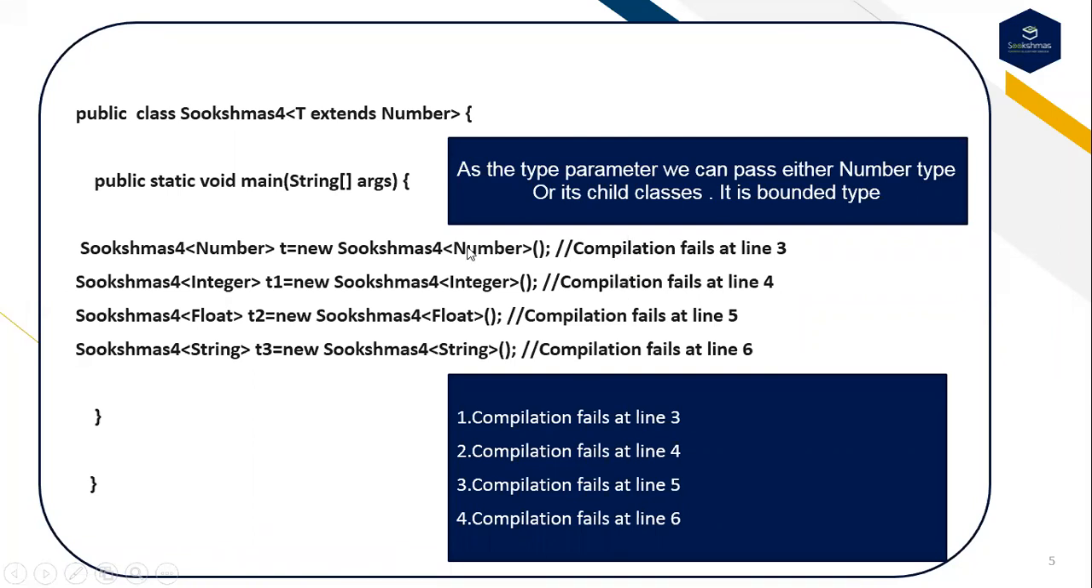Here I'm using Number in the generic type, and Integer, and Float, and I'm using String also. One point you have to remember here is that T indicates the type, and it is a bounded type. What exactly is it? T indicates the type. As a type parameter we can pass either the same class, or else its child class. Just observe this code. This is Number. I have created an object for Sukshmas4 that belongs to Number. The same type. T indicates the type.